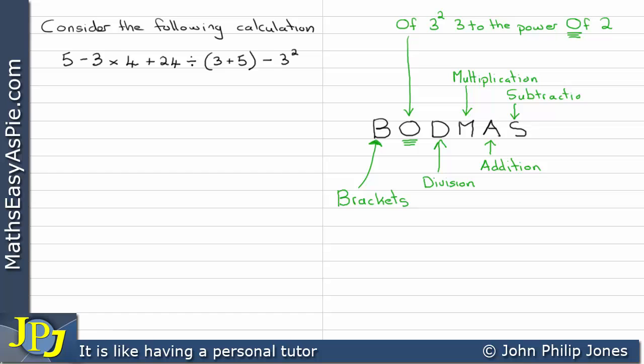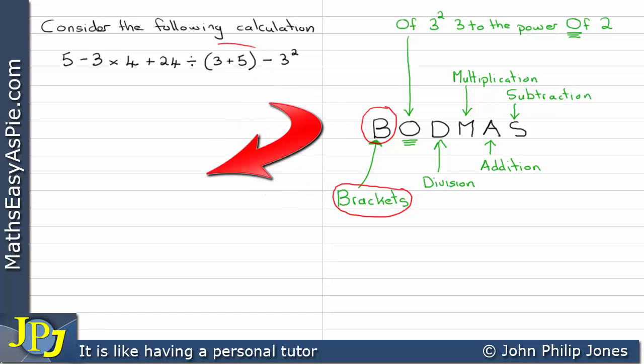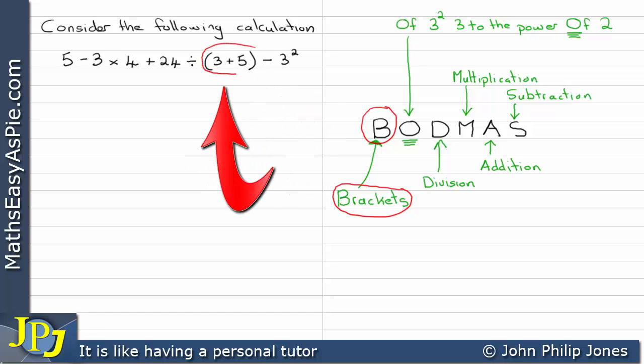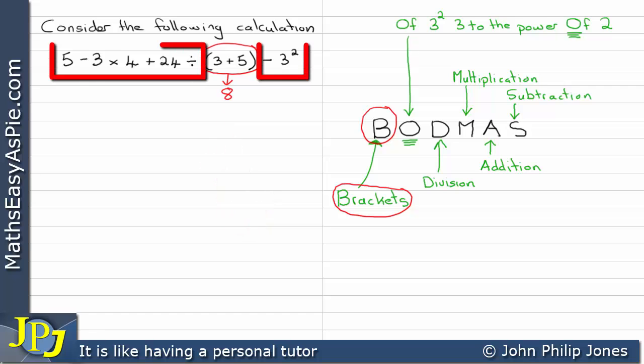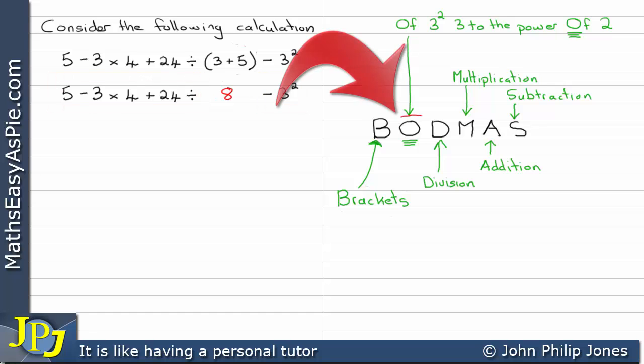So let's have a go at doing this calculation here. Well, the first thing I'm going to note is that I'm going to look at B of BODMAS, and that actually stands for brackets. So I'm going to look at the calculation and see if I can see some brackets, and I can. I can see this 3 plus 5, so in fact 3 plus 5 is indeed 8. So we write 8 down, as you can see here. I've now copied down the rest of the calculation, which I'm yet to get onto. But now I can see there are no more brackets.